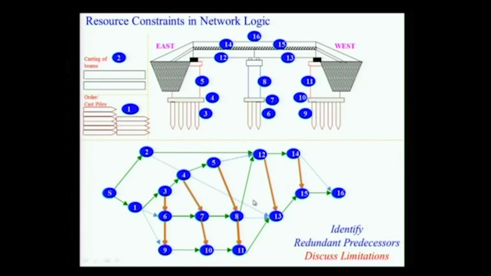We have the same network. Now all I have done in this is to say that activity 6 can start only after the resources from 3 have been released. Okay, because 3, 6 and 9 are piling. I am saying I need a piling rig. I can only start 6 after 3 is complete. I can start 9 after 6 is complete.